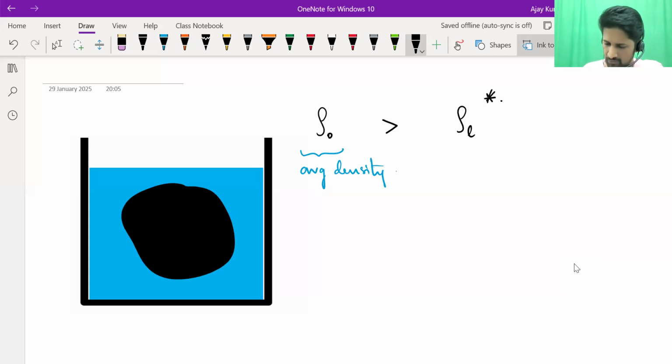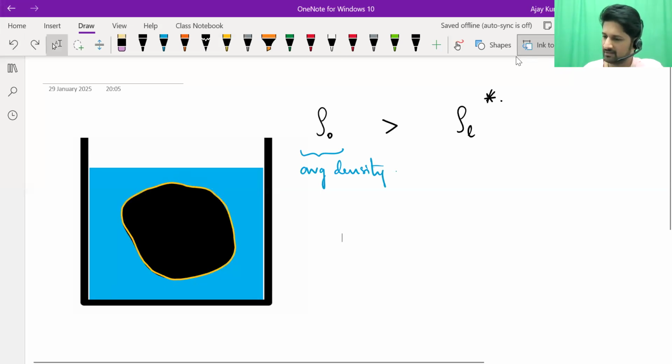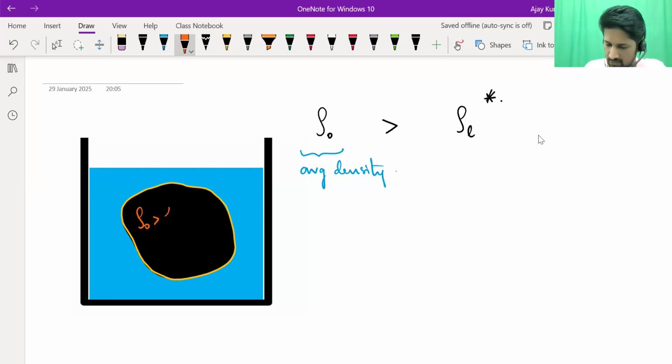Fine. Now, when you immerse something into a liquid, the object that you immerse will have an outer boundary. Let's mark that boundary in yellow. As of now, the entire volume of liquid displaced by this object is filled with a material of density rho naught, which is greater than rho L. Fine. And in that case, it will definitely sink.